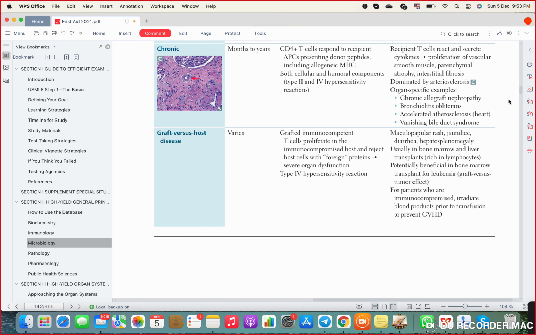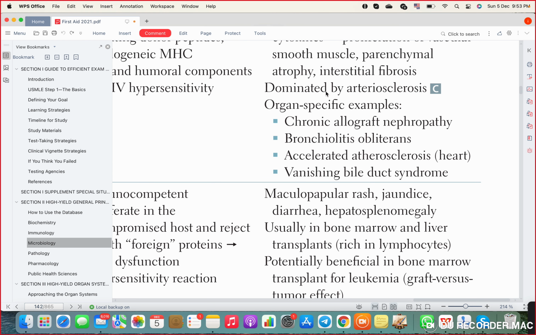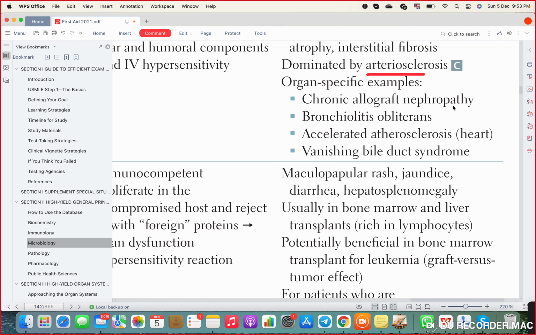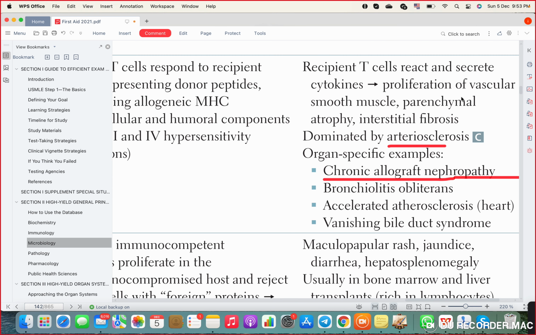Okay, let's go back here. So we can see that we have arteriosclerosis happening due to chronic organ rejection. So we have chronic allograft nephropathy. This can happen in the kidney because of arteriolosclerosis of the kidney vessels. We have this one as well, which is the most high yield between all of them: bronchiolitis obliterans, which occurs in a lung transplant. Who requires a lung transplant?